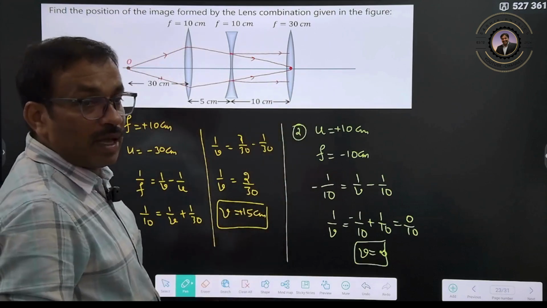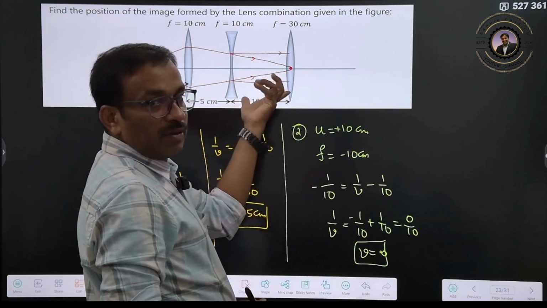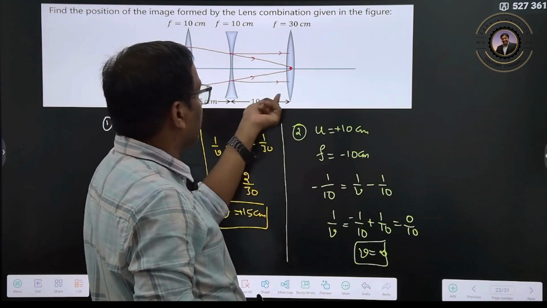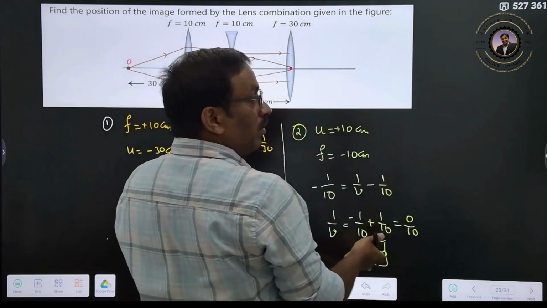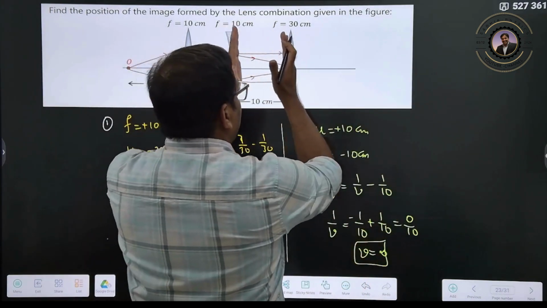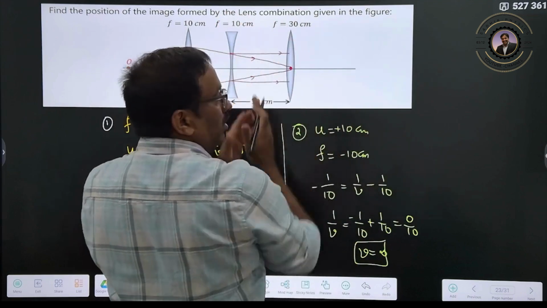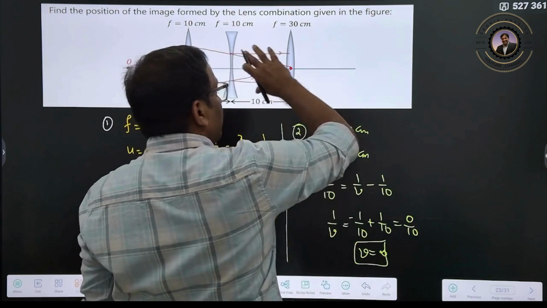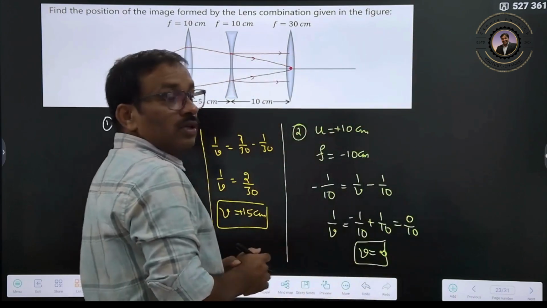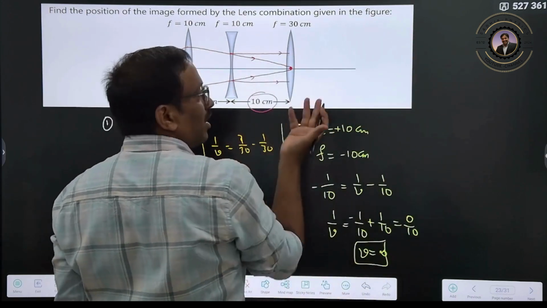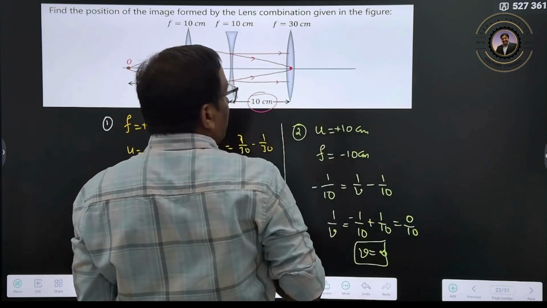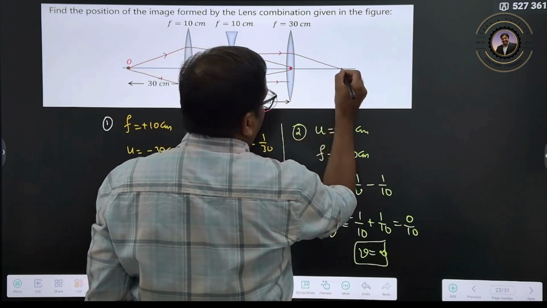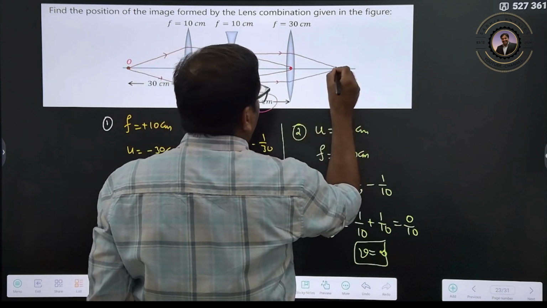Sometimes they may ask what the distance between the lenses is. It does not depend on this 10 centimeter, because parallel beams of light rays are coming, since the image is at infinity. Whether 10 centimeter, 20 centimeter or 15 centimeter, it doesn't matter, because the parallel beam will go and fall onto the third lens. So no distance is required. If a parallel beam falls here, the image will obviously be formed at the focus. No need to apply any concept.